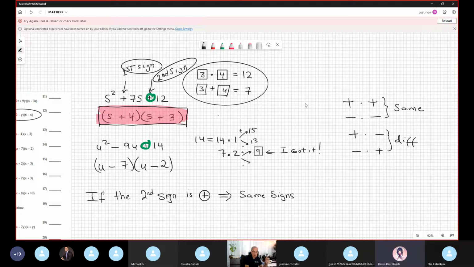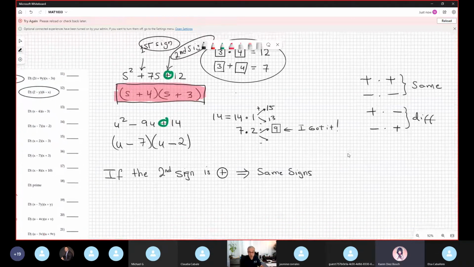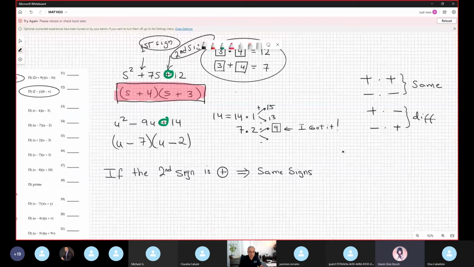And how do you know? When you look at the first sign, if the first sign is positive, both positive. If the first sign is negative, both negative. End of the story. Are we finished? No, we are not finished.